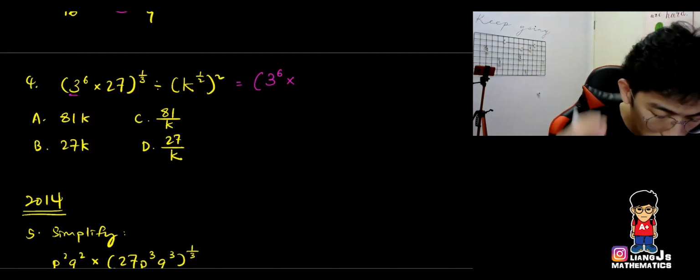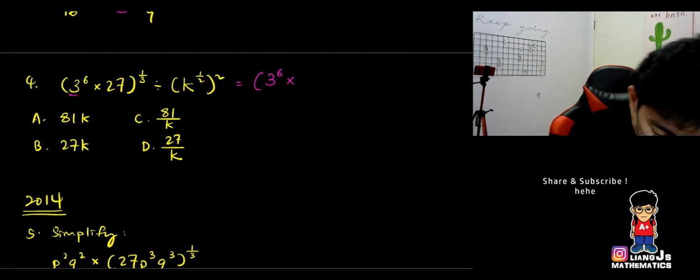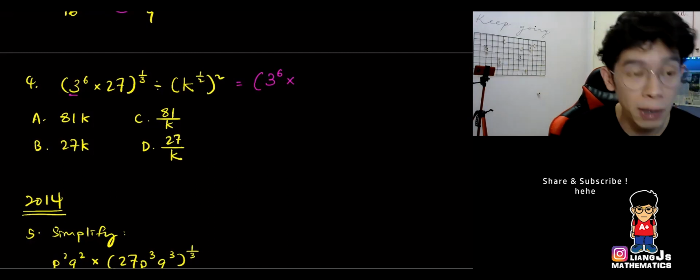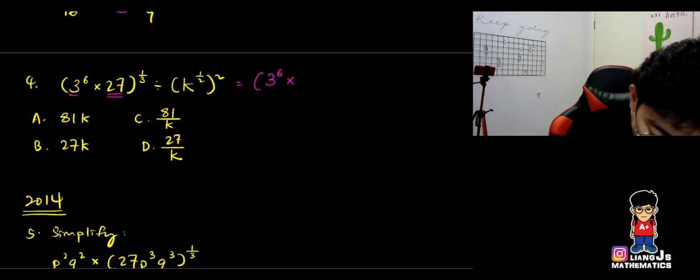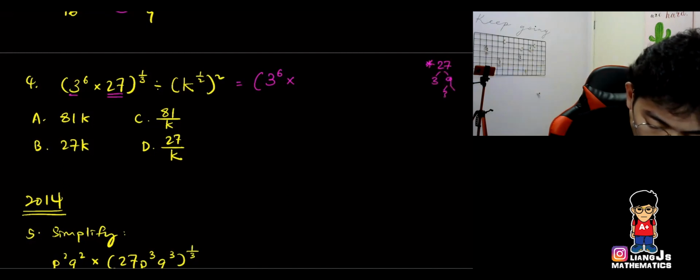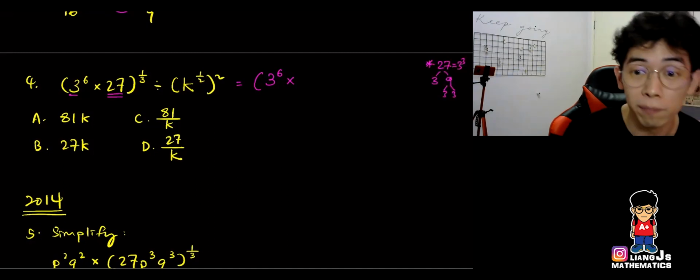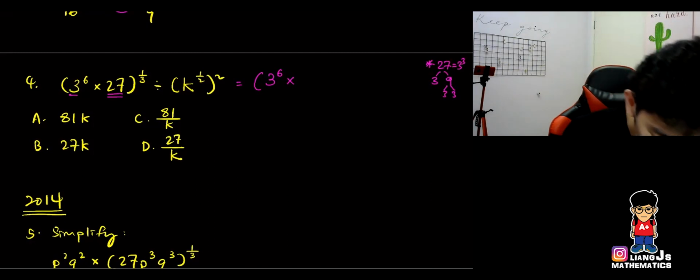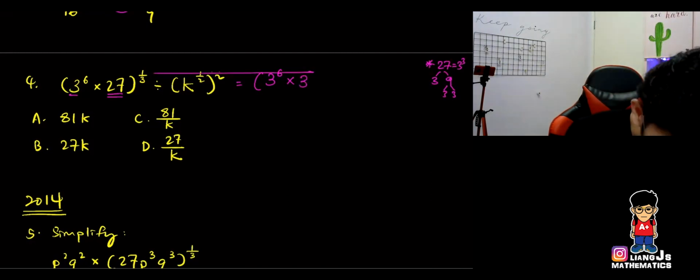Okay, so everyone, big bases, make them small. So 3 cannot be made smaller because it's already a prime number. So 27, you get what? I put it over here. 27 is 3 times 9, 3 times 3, 3 power 3. So over here you're going to have 3 power 3 for your 27, with a 1 over 3.